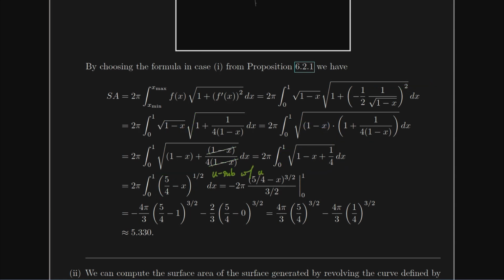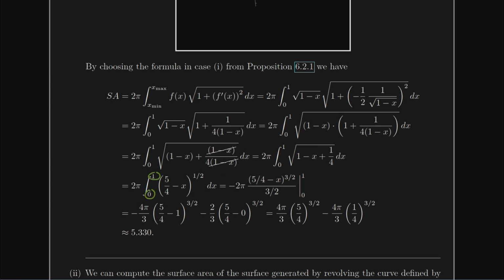We can just use a u sub if we want. U sub with u equals, we have a function in parentheses, right? 5/4 minus x. du would be negative 1 dx, so we just need to pick up a negative sign here. There it is. And then we'll use the power rule where we add 1 to 1/2, and we divide by the new power. So we'll have 3/2 in the power and a 3/2 in the denominator. A little bit of simplification.